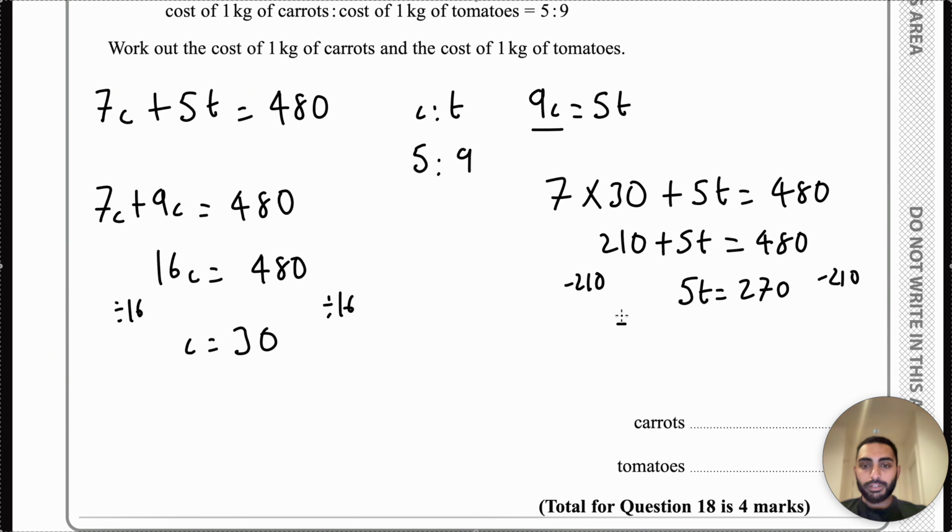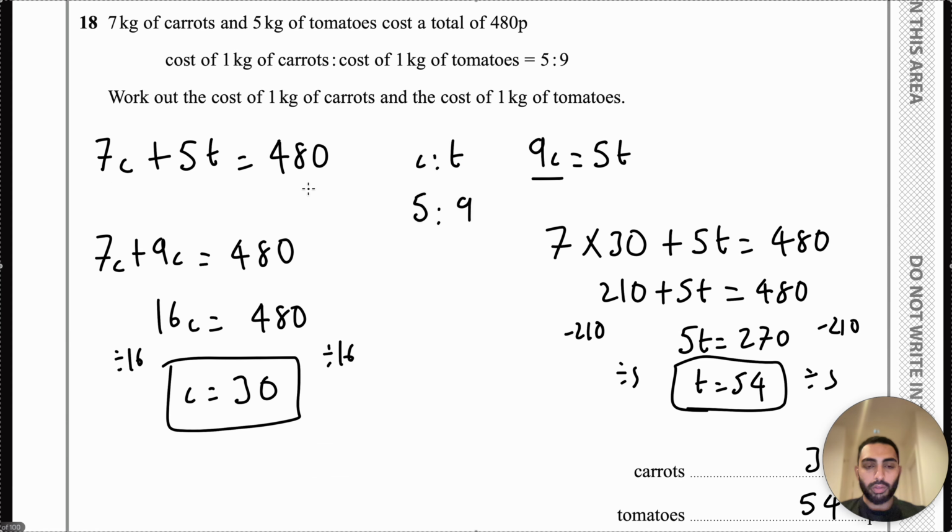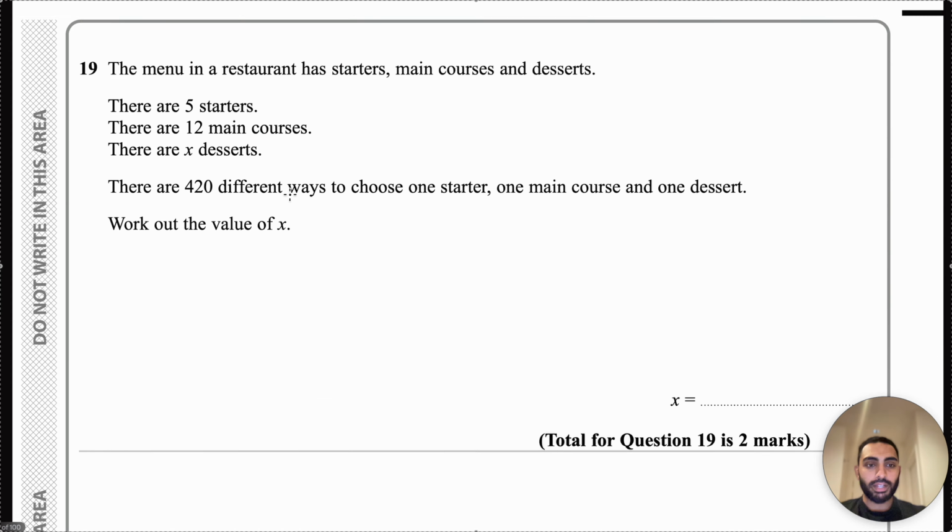t is multiplied by 5, so divide by 5. Going to t is equal to, instead of dividing by 5, divide by 10, which is 27, and then double it, which would be 54. So t is equal to 54 and c is equal to 30. t was 54p and c is 30p. And if you substitute both of these back into here, you would get a solution of 480.